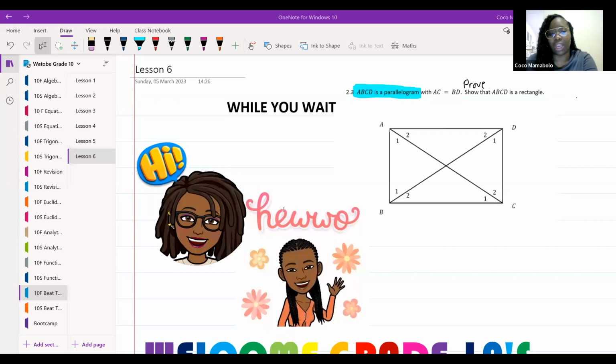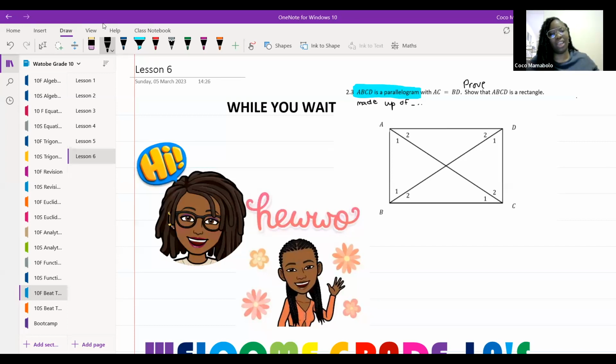First thing we're going to do, guys, is recognize that parallelograms are made up of other shapes. What other shapes are they made up of? What are parallelograms made up of? Who remembers?